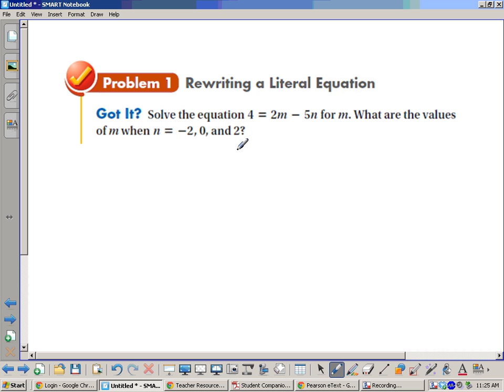So we're going to work on rewriting equations, and to rewrite an equation that has multiple variables in it, we're going to be given a variable, m, that they're going to ask for us to solve for. So we want to get this m all by itself. That's the first thing we want to do. To do that, we're going to rewrite the equation just like we normally would, except this variable is going to be part of our answer, this n.